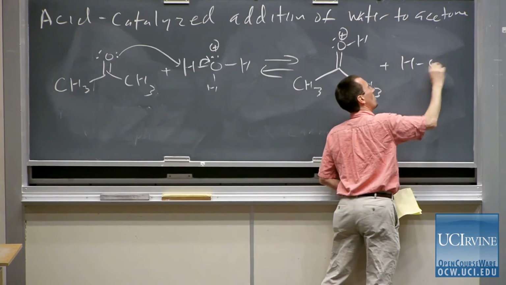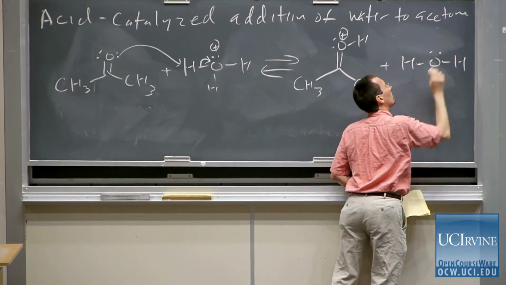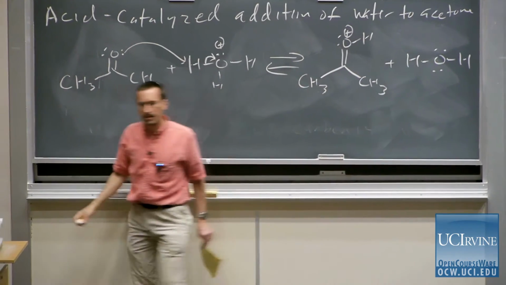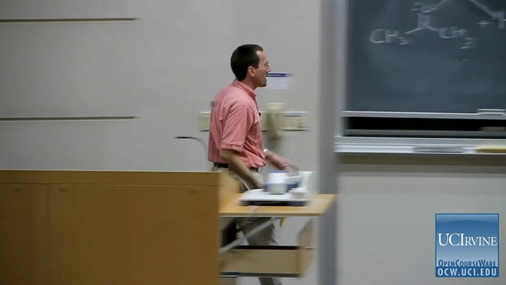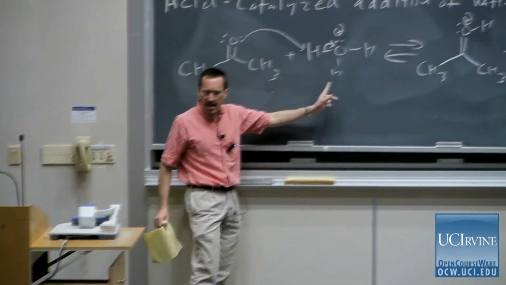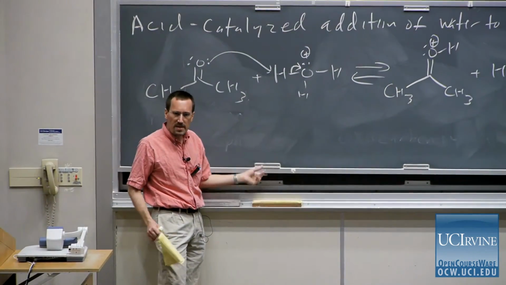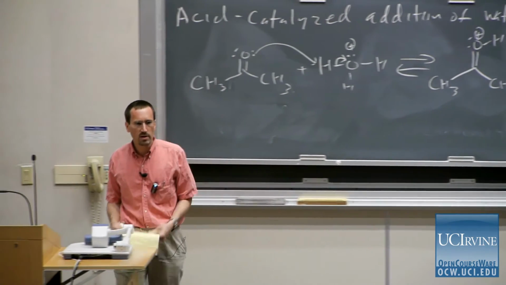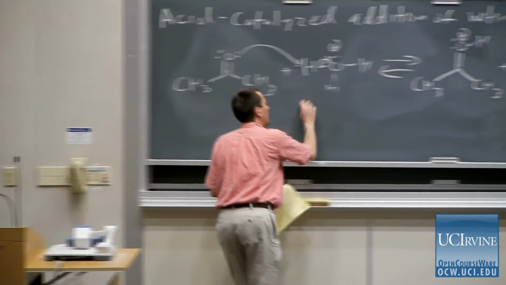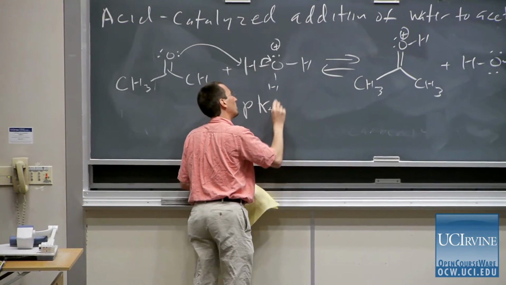Plus H2O. So if you want to get a feeling for where this equilibrium lies, we know what the pKa of hydronium ion is. The pKa of hydronium ion, it's the strongest acid you can have in water. The pKa of hydronium ion is -1.7.